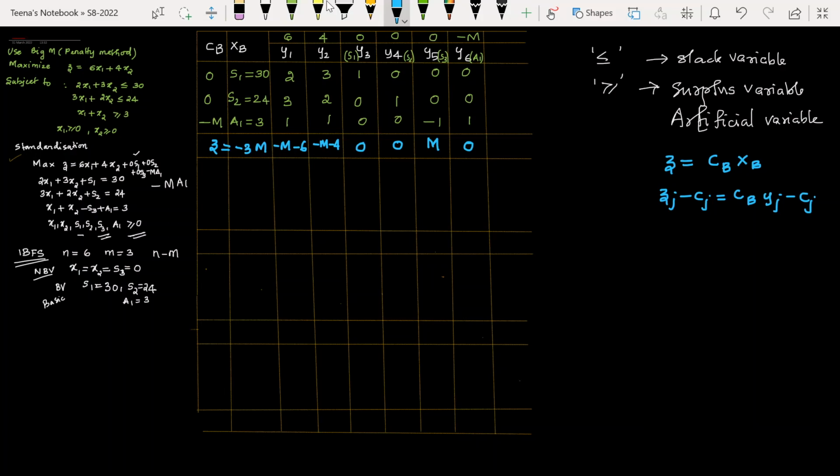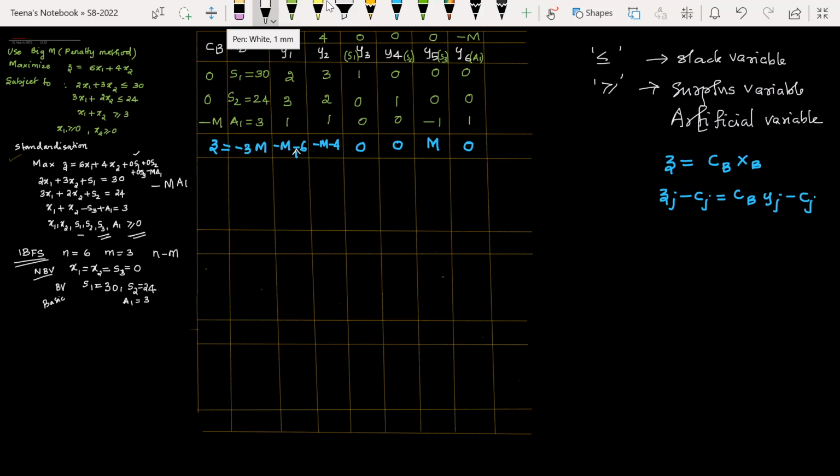Now since there is a negative net evaluation, that's an indication that the solution can still be improved. So we need to take the most negative net evaluation. We need to identify the most negative net evaluation, and therefore minus M minus 6 and minus M minus 4 are compared. The most negative net evaluation is minus M minus 6. So we choose this minus M minus 6 as the most negative net evaluation, and we make this variable enter the basis.